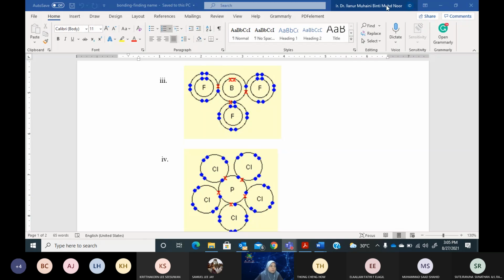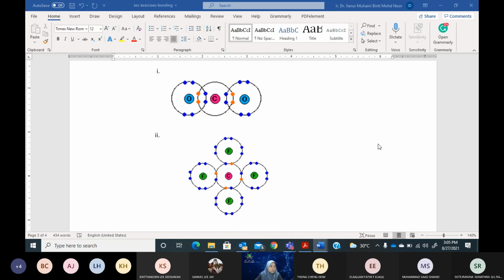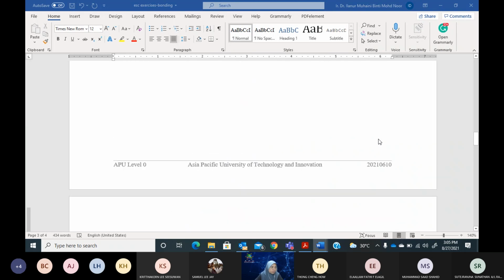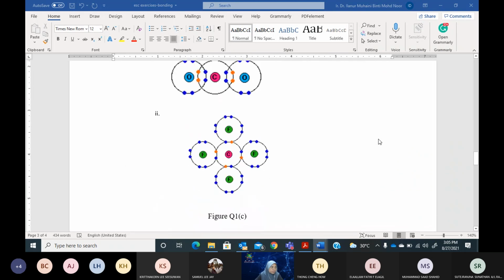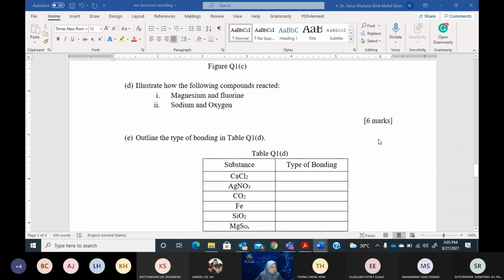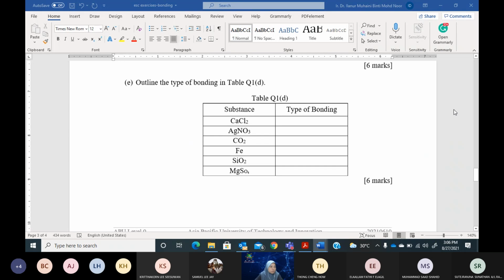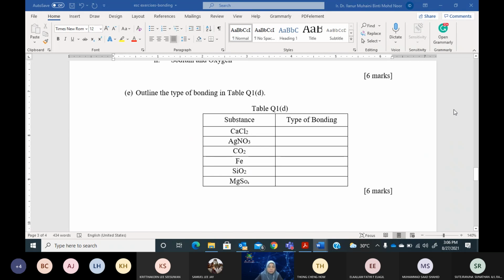Okay. So, settle this type of question. Okay, now we will do this type of question. Outline the type of bonding in Q1D.